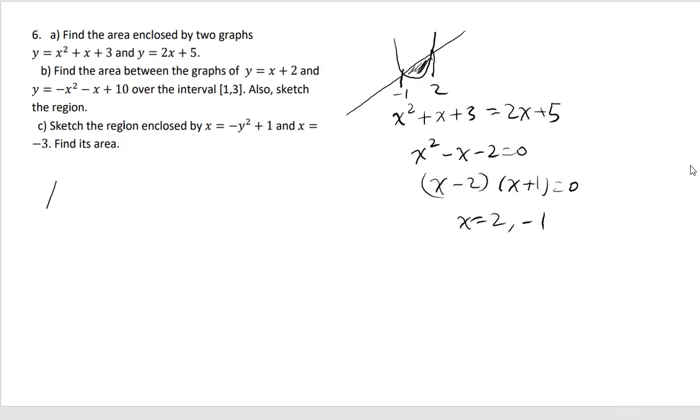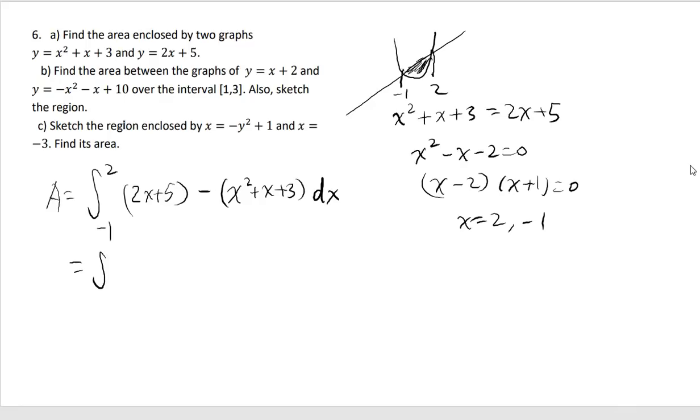That means the area is the integral from negative 1 to 2 of the top minus bottom. And in this graph you see that the line is above the parabola, so we should put the line first and minus the parabola x squared plus x plus 3. And when you do this, don't forget to use the parenthesis because you're subtracting the entire thing. And that's the integral from negative 1 to 2 of 2x minus x is x, 5 minus 3 is 2, and then you still have a negative x squared. So that's the integral you have to do.